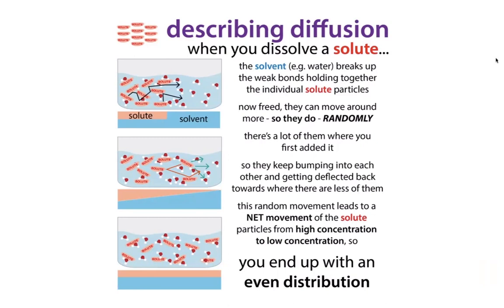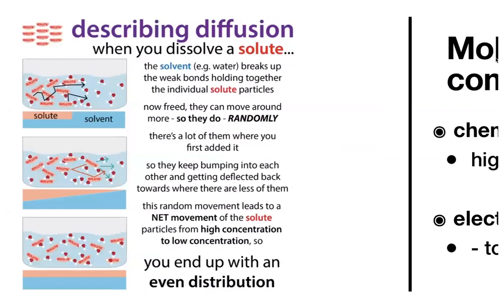So when you dissolve a solute, you're going to start with a high concentration of the solute molecules where you dissolve it. Those molecules are going to move around randomly. And based on the randomness of their movement, they're going to end up dispersing themselves. This movement is ultimately going to lead to the net movement from high concentration to low concentration, where you would then end up with an even distribution.